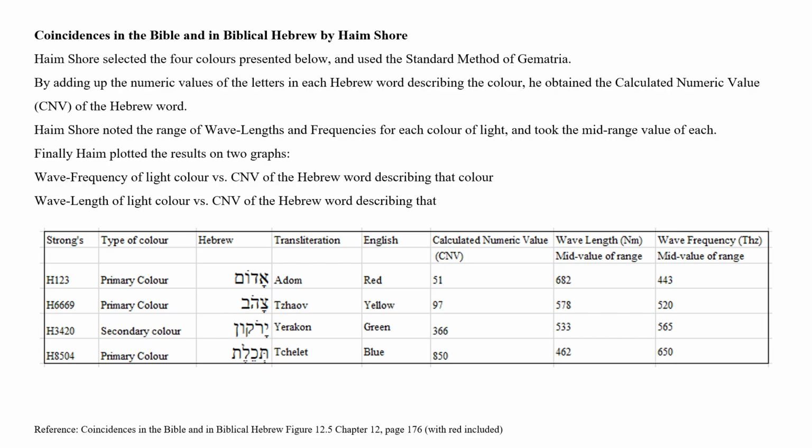Haim Shaw noted the range of wavelengths and frequencies for each color of light and took the mid-range value of each. Finally, Haim plotted the results on 2 graphs: wave frequency of light color versus CNV of the Hebrew word describing that color, and wavelength of light color versus CNV of the Hebrew word describing that color.